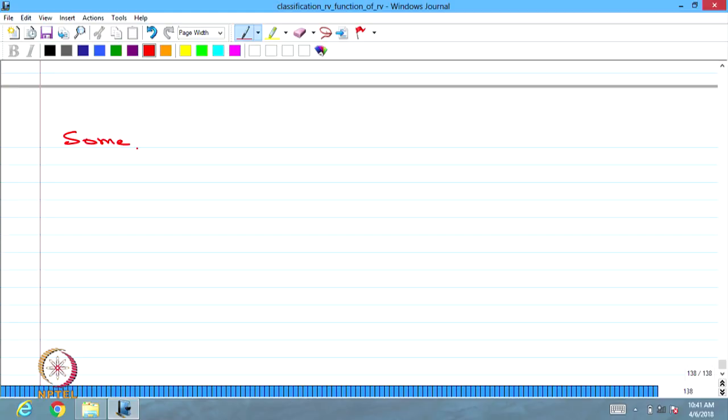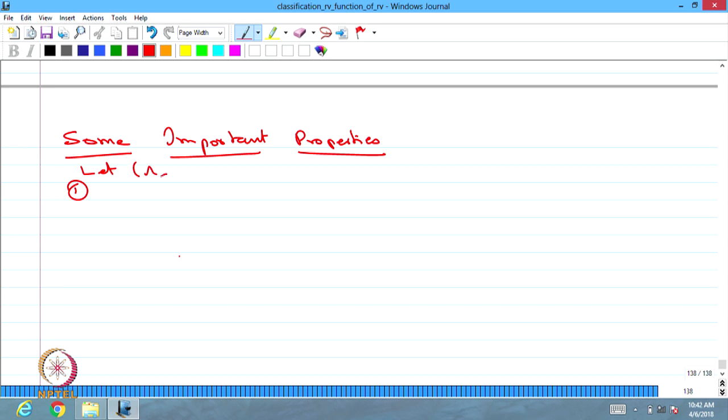Now we are going to discuss some important properties of the probability. The first property. So before that, let me start with: let omega, capital F, P be a probability space.